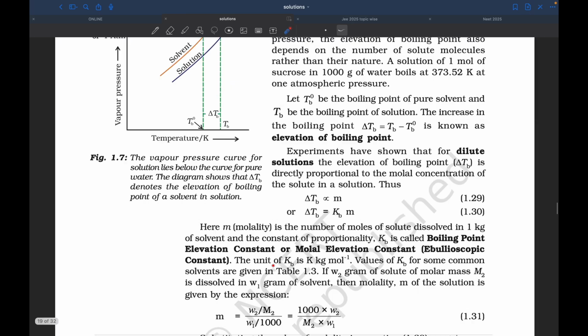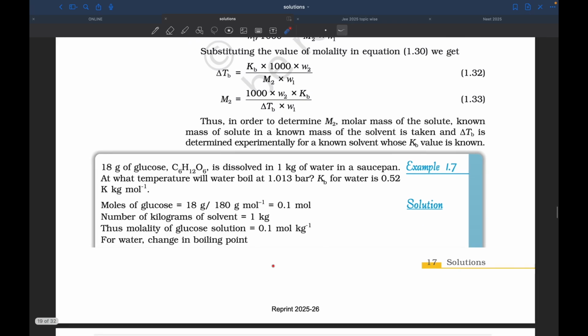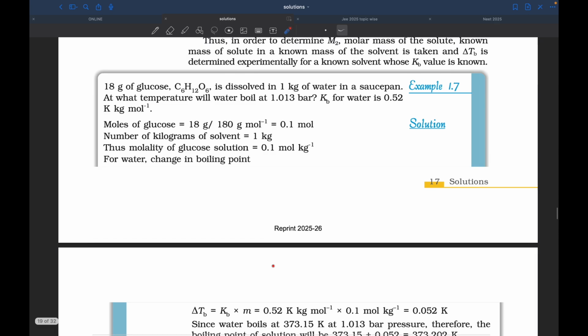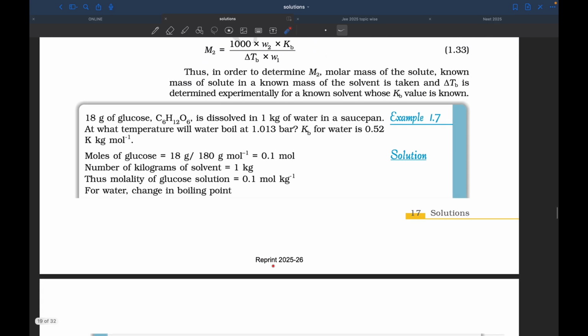So on this there will be a numerical, let's look at the numerical below. Right, see the numerical. 18 grams of glucose C6H12O6 is dissolved in 1 kilogram of water in a saucepan. At what temperature will water boil at 1.013 bar? Kb for water is given as 0.52 Kelvin kg per mole. Right? So what do you have to calculate? The temperature of the boiling point should be calculated.